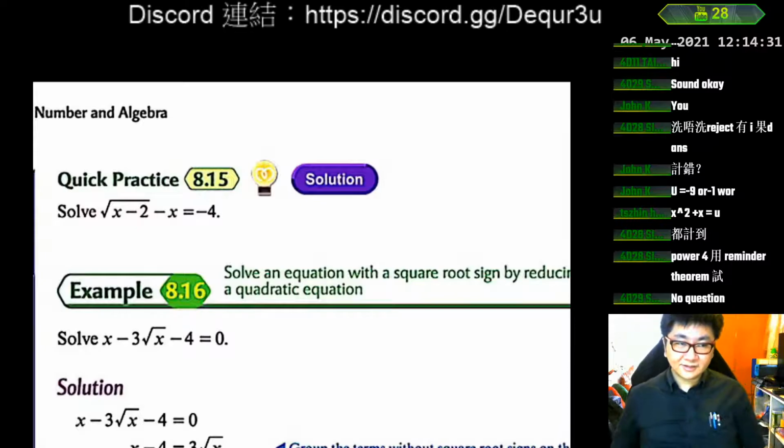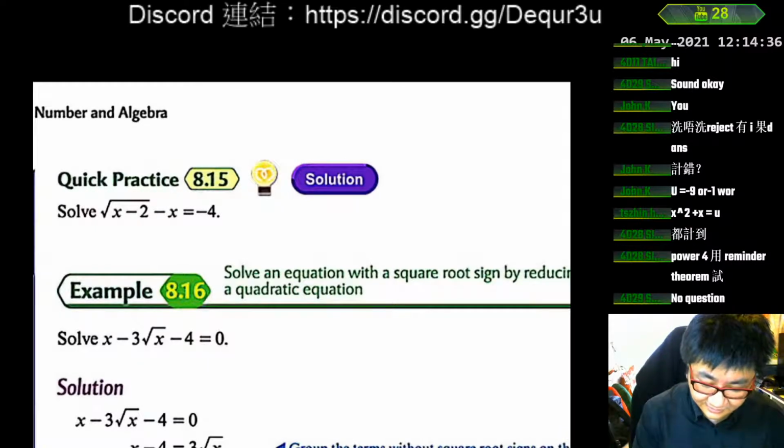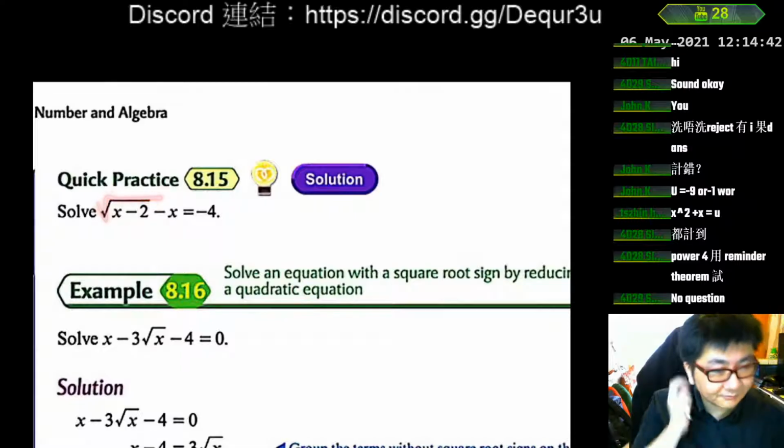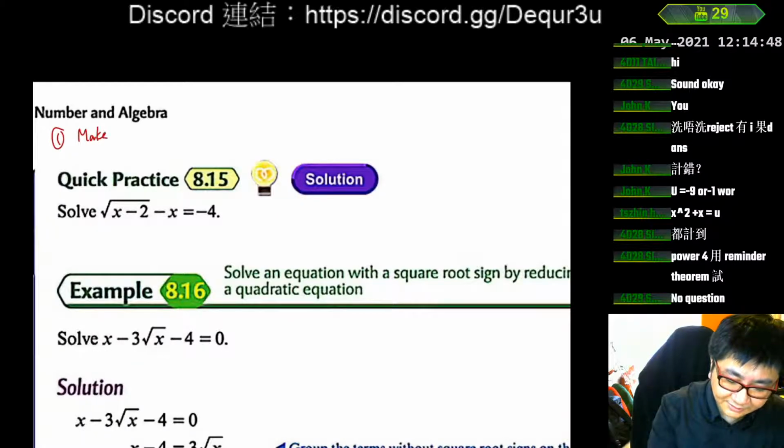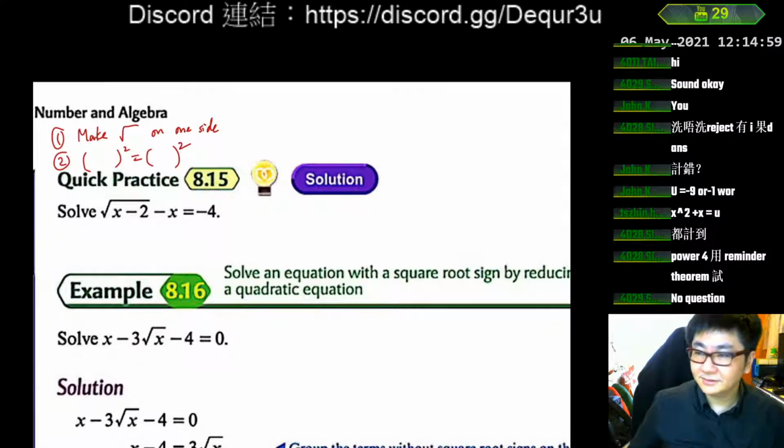And let's try to analyze how to do this. This is also an equation with x, and the trouble thing you can see is the square root. Therefore, our very first step will always be to try to make the square root on one side. And then next we try to square both sides. Why do we do this? Why do we need to make the square root on one side?